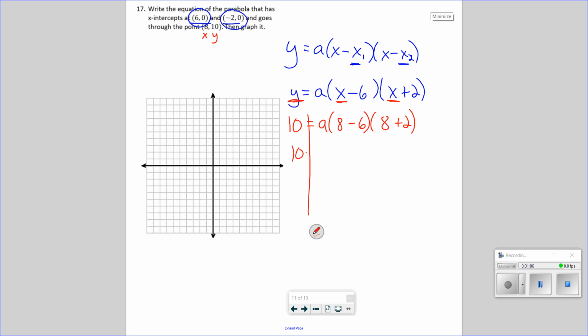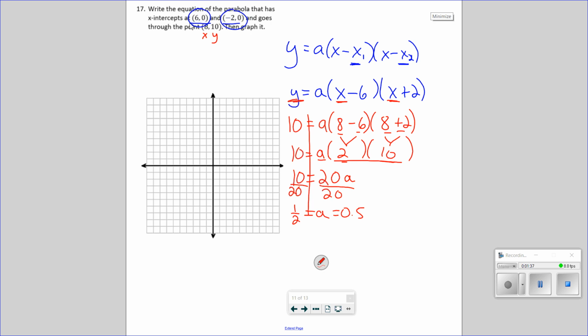So to do that, I'm going to start by combining together the numbers in my parentheses. So we have 8 minus 6 is 2. And then we have 8 plus 2, which is 10. So 10 equals 2 times 10 is 20. A times 20 is 20a. Divide both sides by 20, and we end up with 1/2 as our a value, or if you want, you can write that as 0.5.